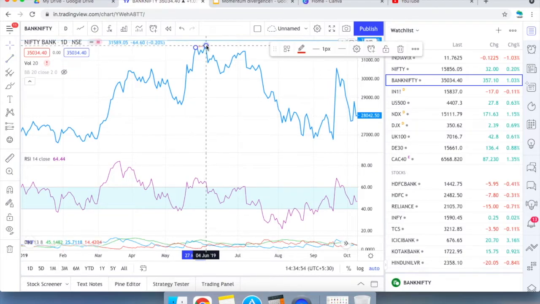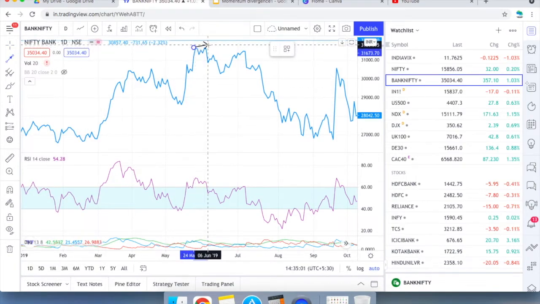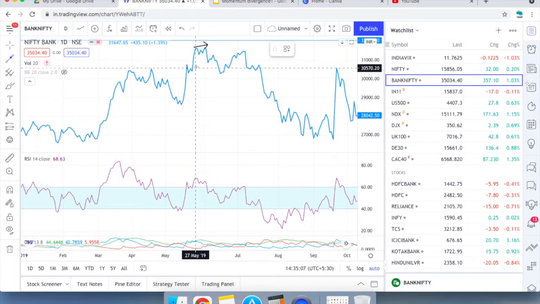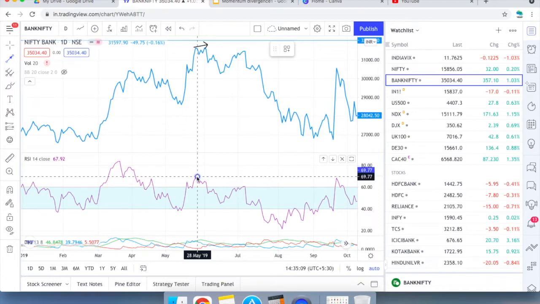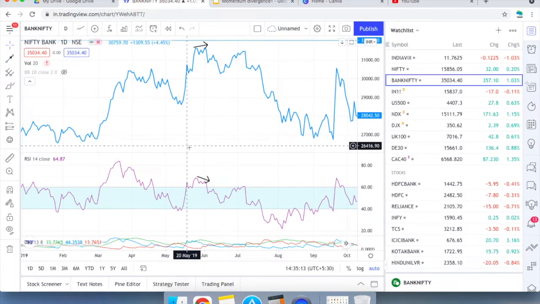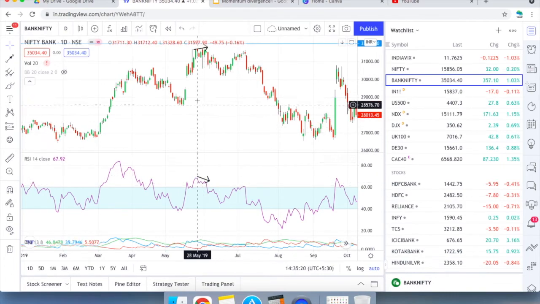So I'm marking this, right? It would be better if I mark it with an arrow. So I'm marking that here, then I am marking it at the same RSI down here, like this. That means the price is moving up and the momentum is down. So I am expecting the market to fall down.